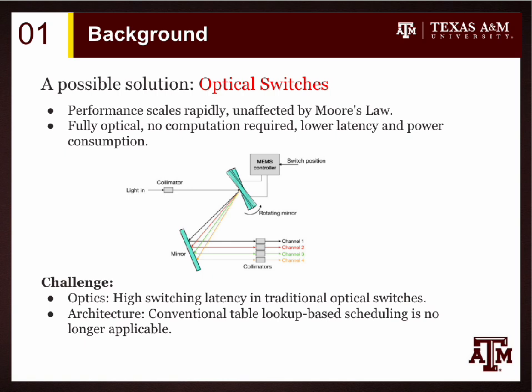So a possible solution for this is to use optical switches. This is a rapidly developing area that doesn't rely on chips. It routes data using optical components. This diagram is an example. By rotating a mirror, we can split light in different directions.